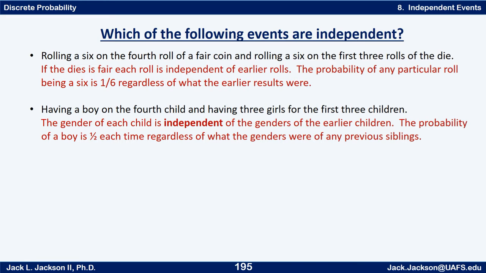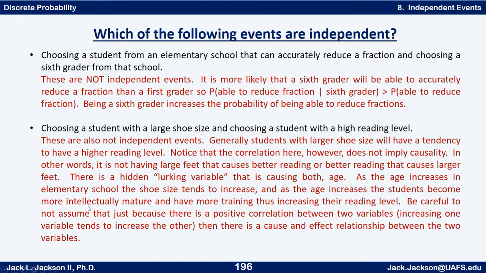If the die is fair, each roll is independent of earlier rolls. The probability of any particular roll being a 6 is 1/6 regardless of what the earlier results were. And similarly, the gender of each child is independent of the genders of earlier children. The probability of a boy is 1/2 each time regardless of what the genders were of any previous siblings.